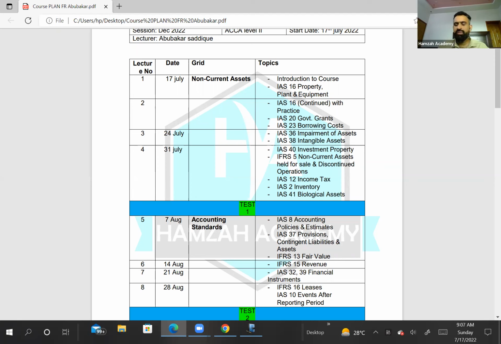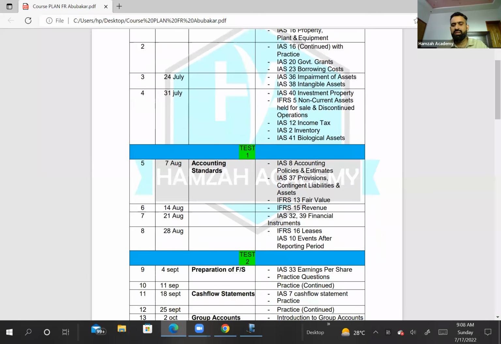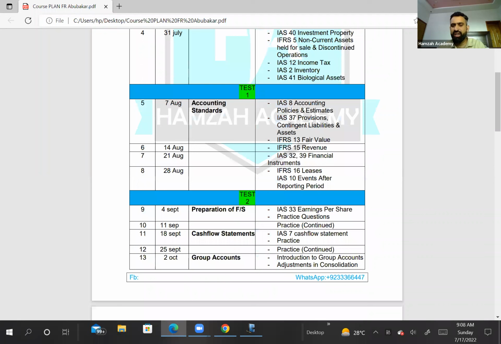We have IAS 12, income tax. A little bit of a touch is given of IAS 12 at FR level, but we will discuss this topic in detail at SBR level. Then we have IAS 2, inventory. IAS 41 is biological assets. This is the accounting standard which covers the accounting of living things like plants and animals. Okay, IAS 41. Then we have IAS 8.